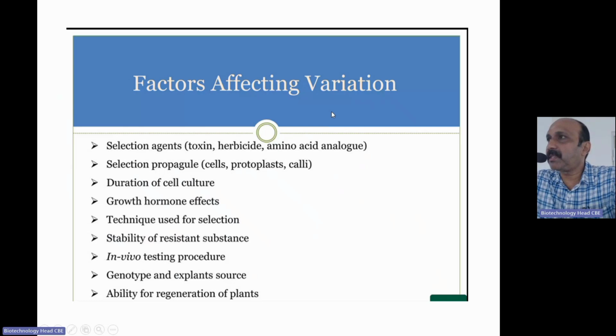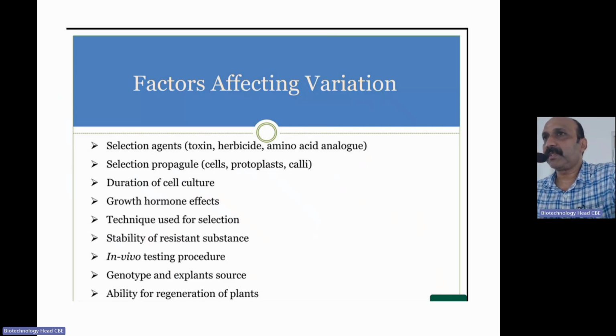So how this variation can be caused is by using selection agents. This type of variation can be naturally induced, naturally happening, or it can also be induced by applying external selection agents, like a toxin. If we want to select for fungal disease resistance, we add some fungal extract to the media, right? Those will be the fungal toxins. Only those callus cultures that are resistant to this fungal toxin will be able to grow.